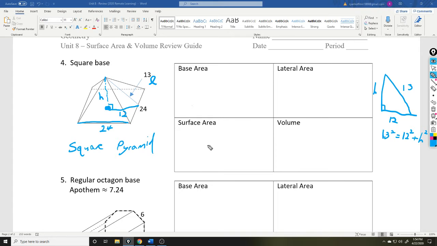Now, the rest of this you should be able to do without the Pythagorean theorem. It's only when you get to volume, because volume is 1/3 area of the base times your height. That's when you need that height. You're going to use the 13 when you do surface area. And then for perimeter, you're going to add up your sides.